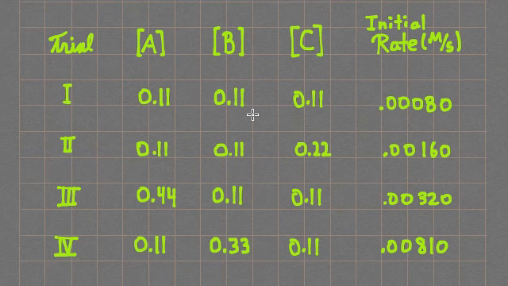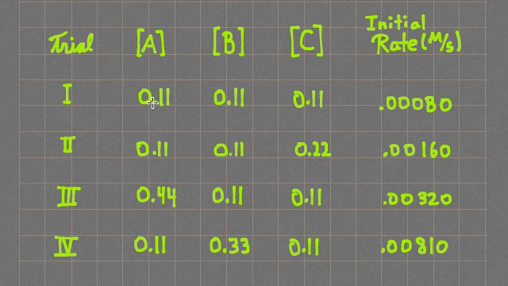So, sorry about that. In trials 1 and 3, I hold C constant at 0.11 and B constant at 0.11, and my A goes from 0.11 to 0.44. That's a quadrupling in the A, from 0.11 to 0.44. Question, does the rate also quadruple from 0.0008? Multiply it times 4, indeed you get 0.0032.